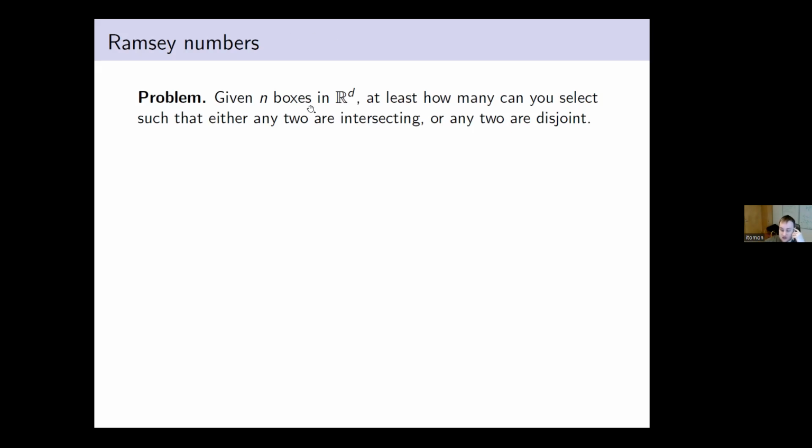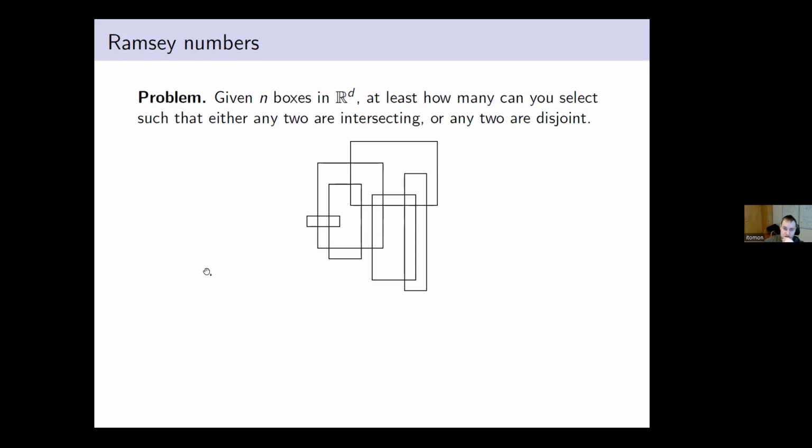Another question we are going to consider is: given n boxes in R^d, what is the largest subfamily that you can select such that either any two are intersecting or any two are disjoint? So here is a usual configuration. Here we can select these two that are disjoint, but we cannot select 3 that are disjoint. And we can select these 3 that are pairwise intersecting, but we cannot select 4. So in this case, this Ramsey number will be 3.